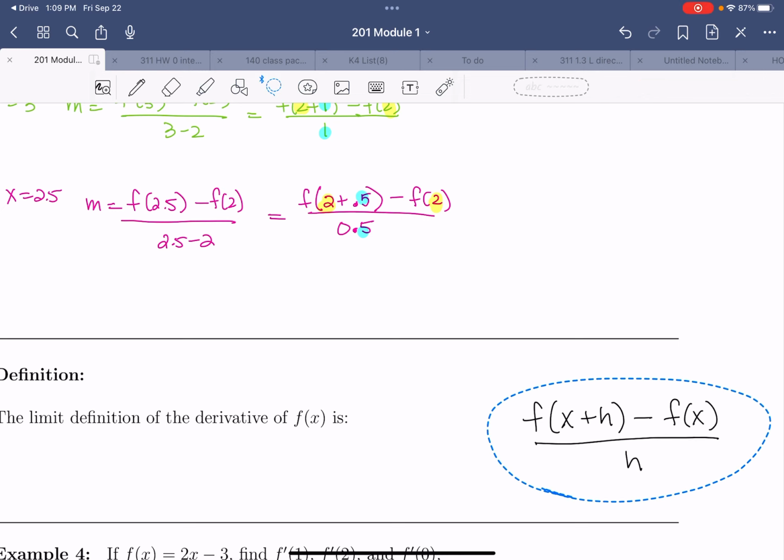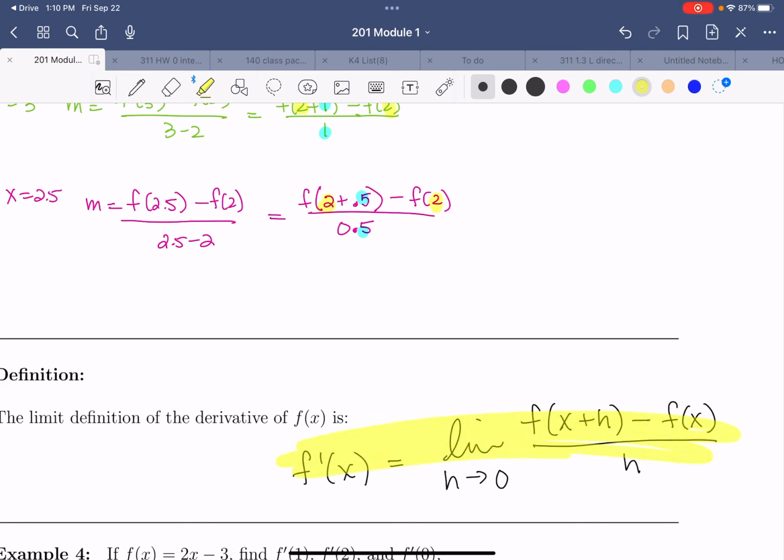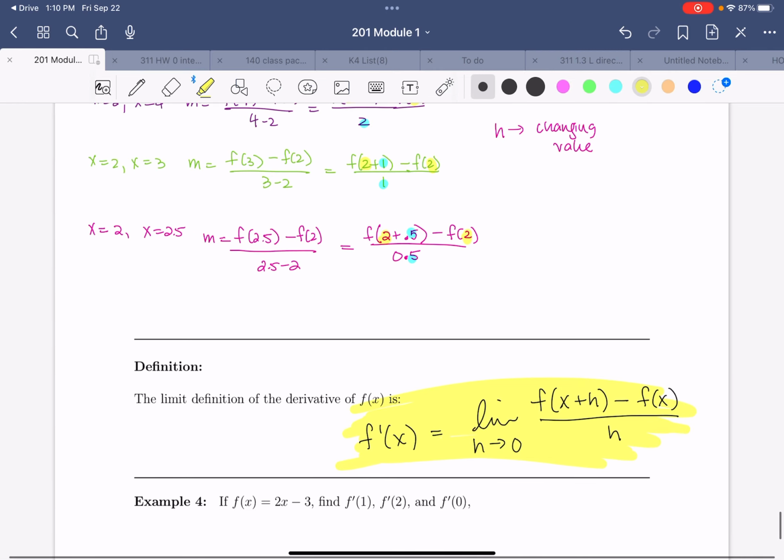And this, we are letting the limit, and we're letting h be the one that's changing, and it's going closer and closer to 0. And this is going to give us the derivative as a function, so f prime at x. Okay, so this is what we mean by the limit definition of the derivative, right? So that's how we're going to calculate our limits.